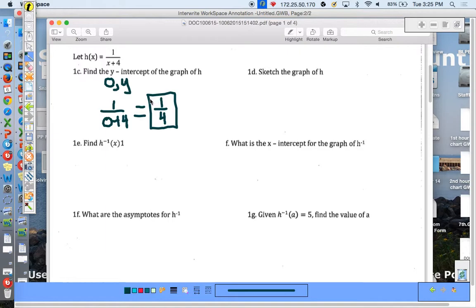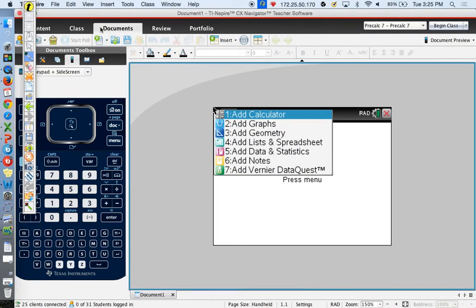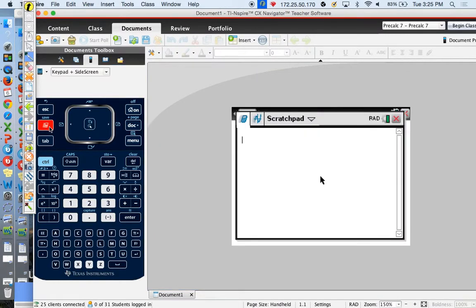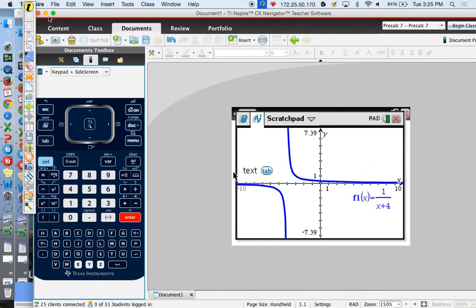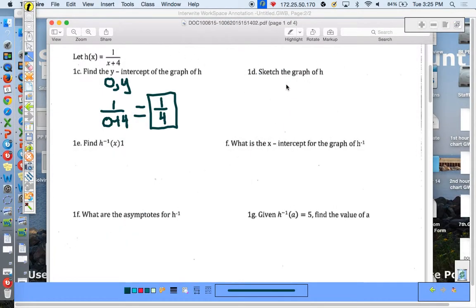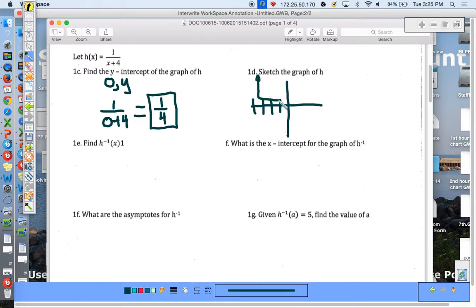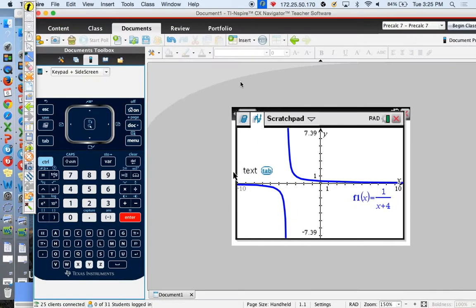We'll sketch a graph. Some of you might recognize that our parent function is 1 over x, and plus 4 moves it to the left 4. But if you weren't sure about that, we could easily just grab our calculator and graph this. 1 over x plus 4. So we can see it's our parent function, but it's moved to the left 4, that 1 over x. So we can sketch it, 1, 2, 3, 4. And there we have our graph. And you can see from here, we said our y-intercept was 1/4, which we can see on there as well.